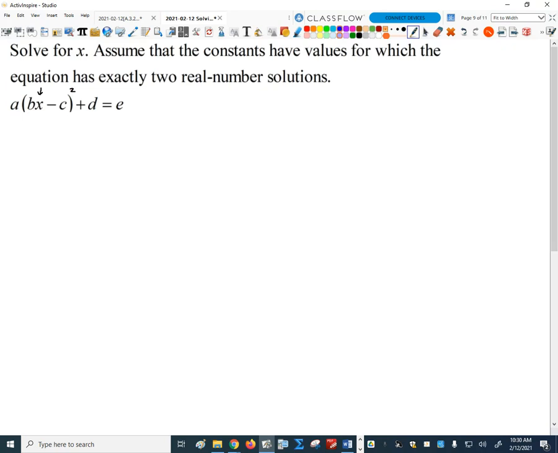Okay, subtract d. There we go. So first we're just reversing the order of operations just like we always do. So first we're going to subtract d and get a times the quantity bx minus c squared equals e minus d. What's next?